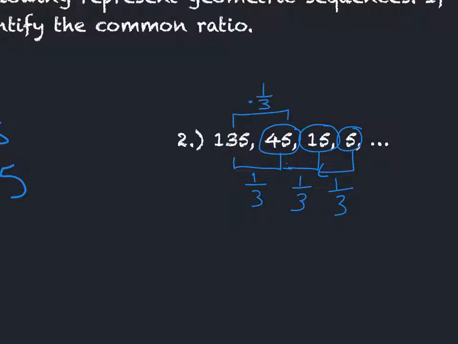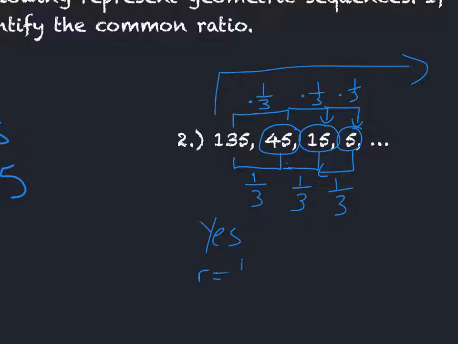Or another way of thinking of it, 135 divided by 3 is going to get you 45. 45 times 1/3, or 45 divided by 3, is going to get you to 15. 15 times 1/3, or 15 divided by 3, is going to get you to 5. So yes, this is a geometric sequence, and when it goes down like this, it usually means that we're multiplying by a fraction. So your common ratio is going to be a fraction, which is 1/3.